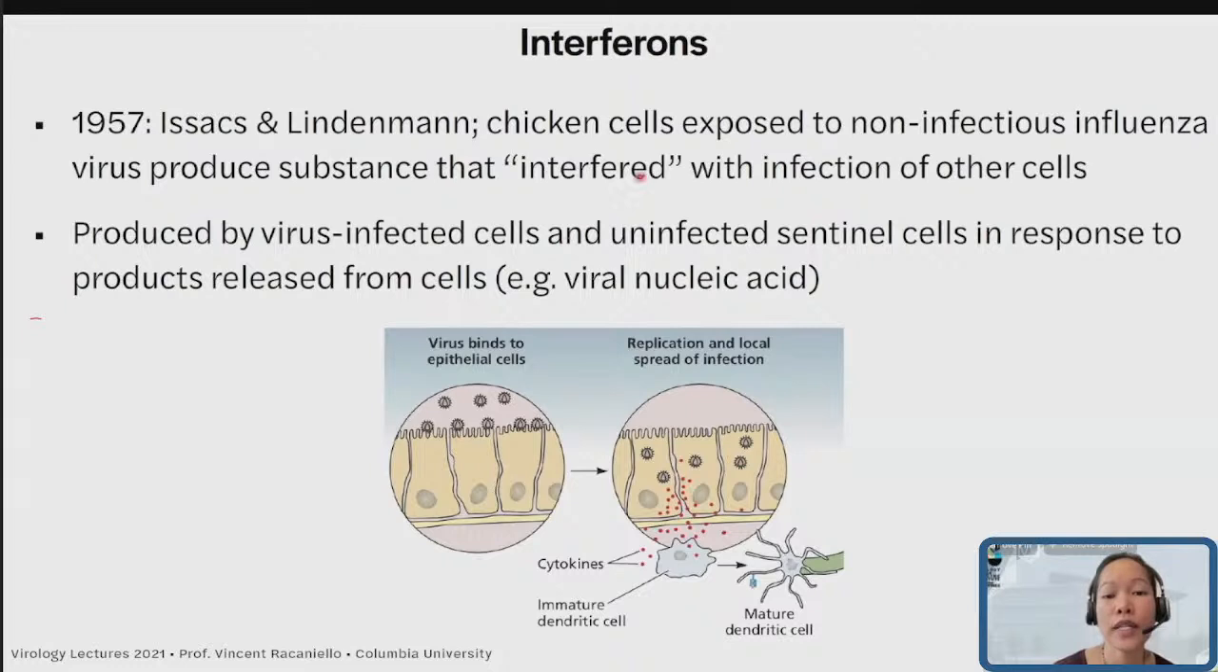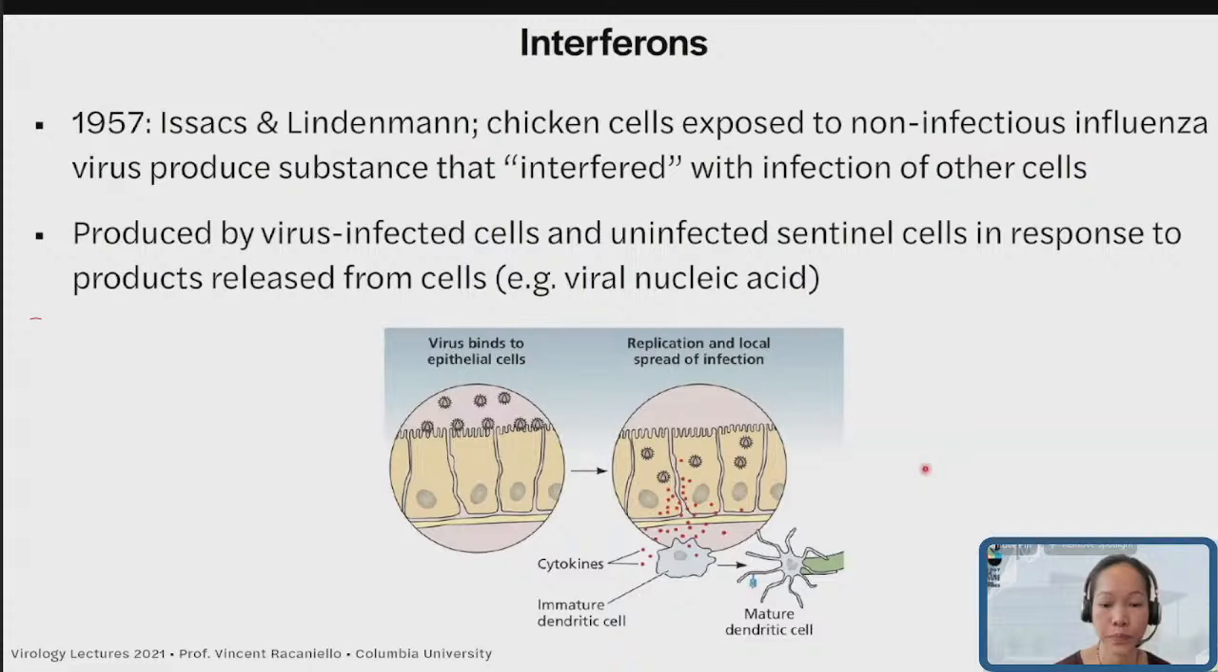So, na-identify yung mga interferon from exposing yung chicken cells sa non-infectious influenza virus. So, yung interferon ay pinaproduce ng virus-infected cells, and not just virus-infected cells, also uninfected sentinels. Sometimes, within the virus-infected cells, habang naini-infect ng virus yung cells, usually nag-start na siya mag-produce din ng interferon para ma-prevent yung infection ng virus. And so some sa mga assays like plaque assay, makikita niyo kung ito yung reason kung bakit merong small plaques, larger plaques. And this is just effects of a virus infection.